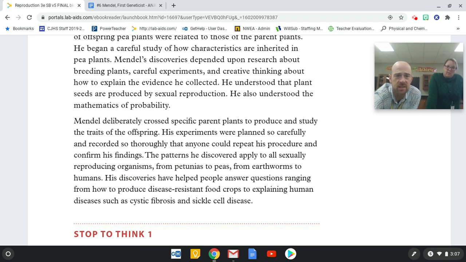Mendel deliberately crossed specific parent plants to produce and study the traits of the offspring. His experiments were planned so carefully and recorded so thoroughly that anyone could repeat his procedure and confirm his findings. The patterns he discovered applied to all sexually reproducing organisms, from petunias to peas, from earthworms to humans. His discoveries have helped people answer questions ranging from how to produce disease-resistant food crops, to explaining human diseases such as cystic fibrosis and sickle cell disease.